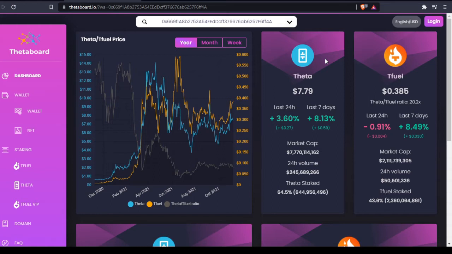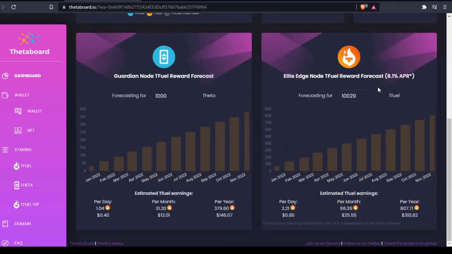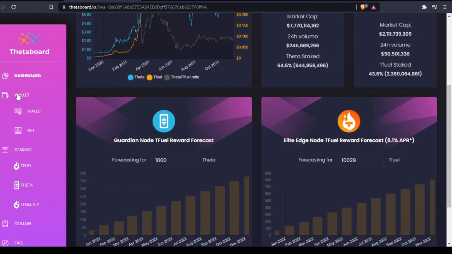TFuel is sitting at the price of 0.385. Theta TFuel ratio is 20.2 times. In the last 24 hours, TFuel lost 0.91%, and in the last 7 days, plus 8.49%. You can see that I'm staking 1029 TFuel, and let us move now to the wallet.